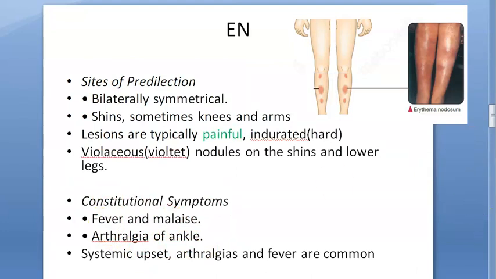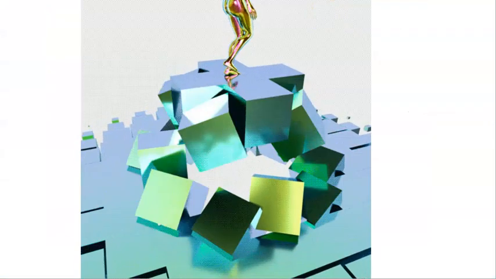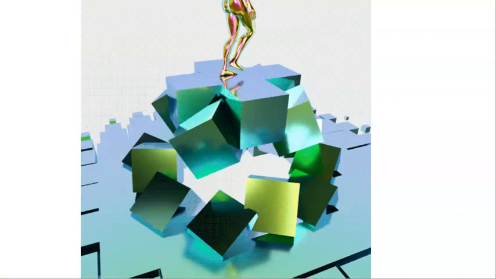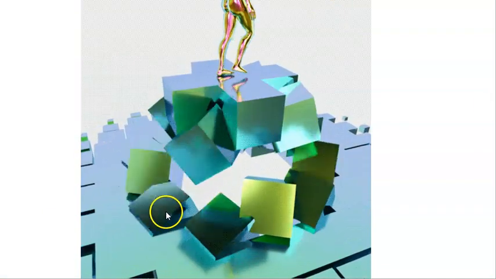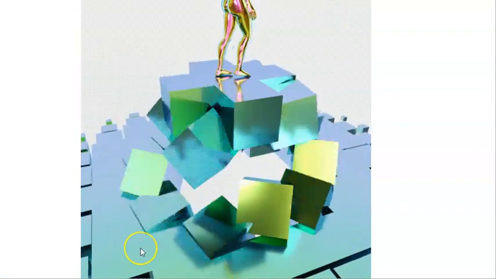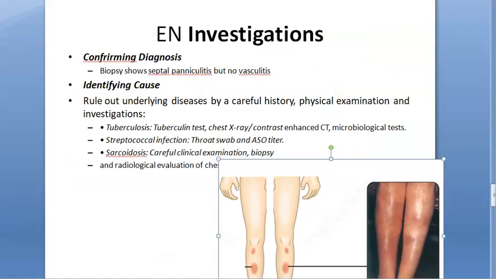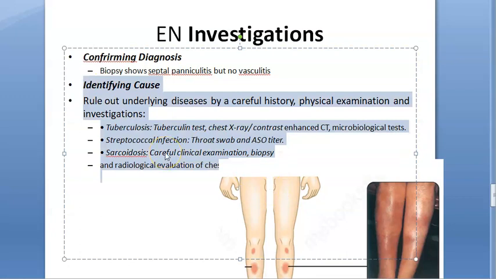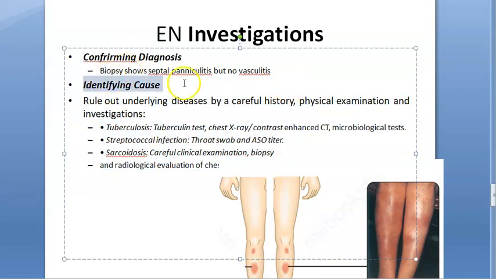So you understood how it is. What are we learning today? We are learning erythema nodosum. Where will you see it? Bacterial infections, streptococcal, viral, fungal, tuberculosis, and then sarcoidosis, some drugs also like sulfonamide, sulfonylureas. So you have to rule out what the cause is. First, you have to find out that it is EN.